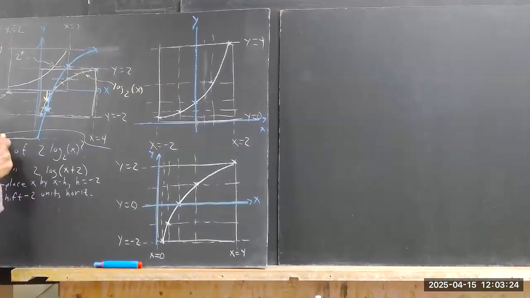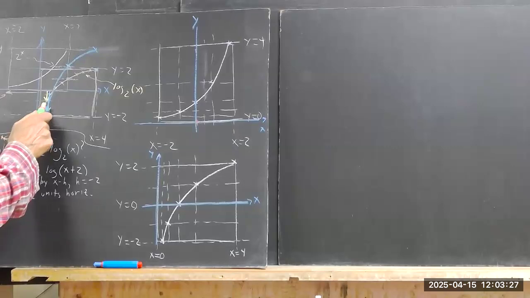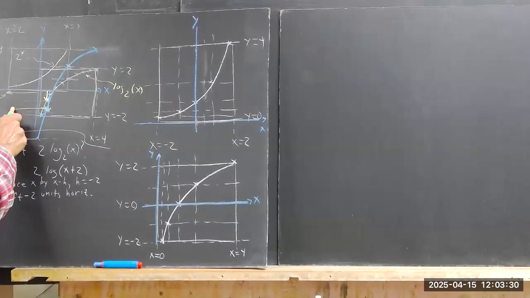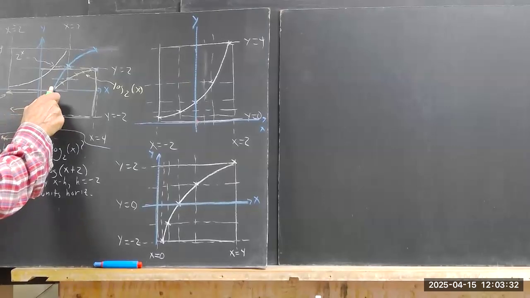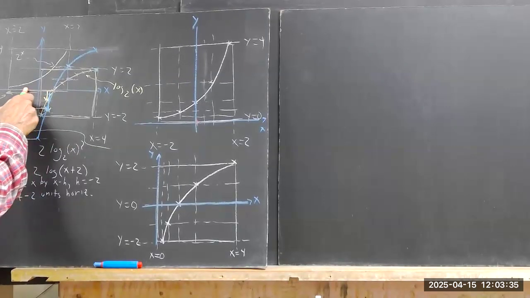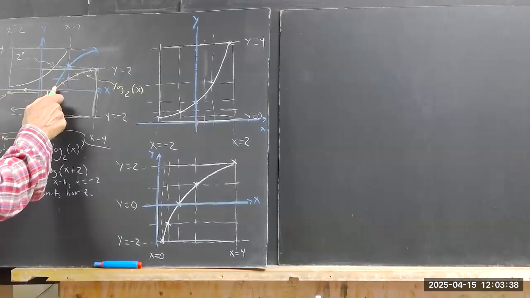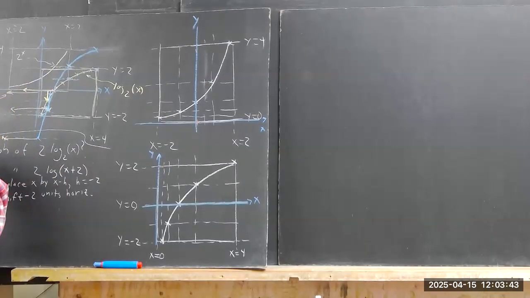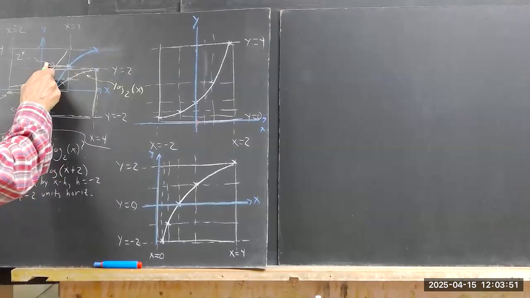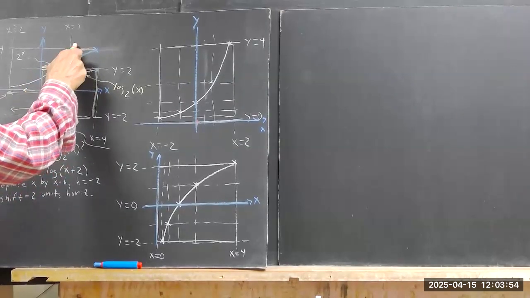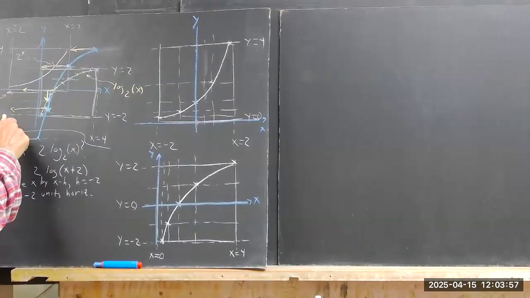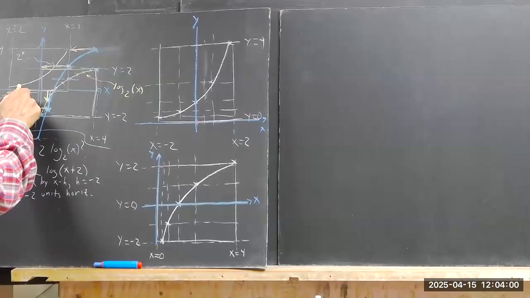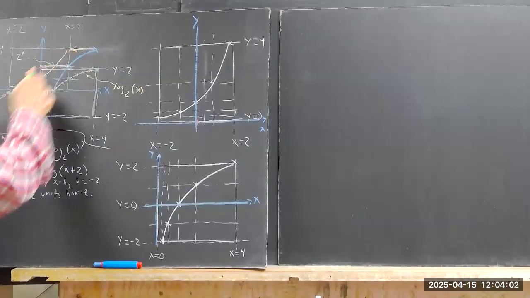Okay, so this point's going to move over 2 units to the left. This point will move over 2 units to the left. Here's a point on the graph, we know it'll move over 2 units to the left. This point will move over 2 units. This point will move over 2 units to the left. So I get points here, here, here, here, and here.